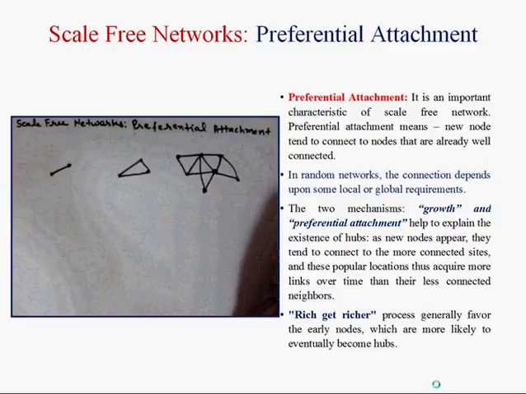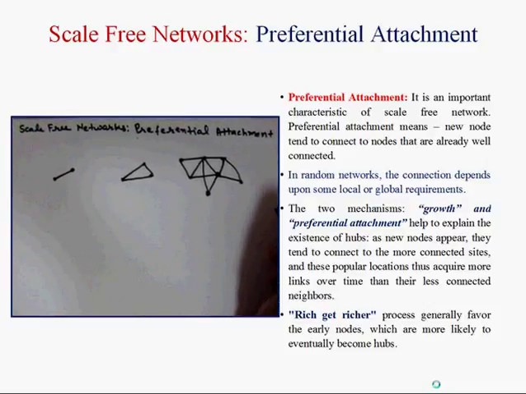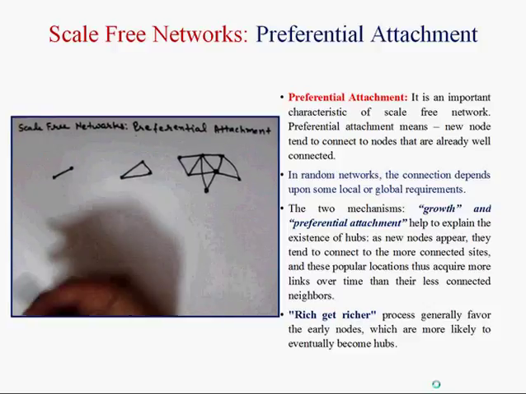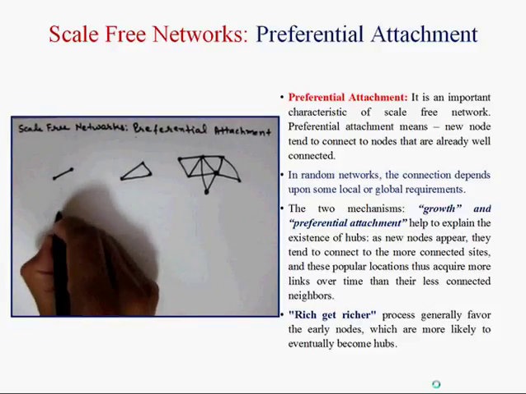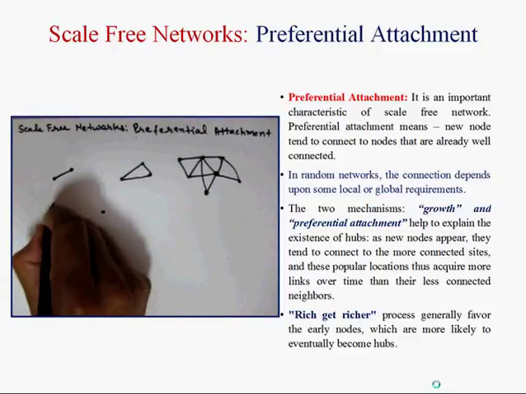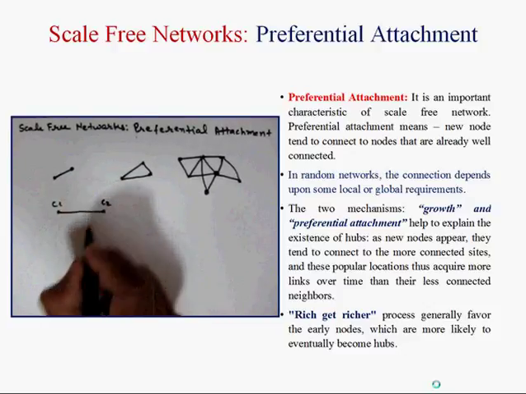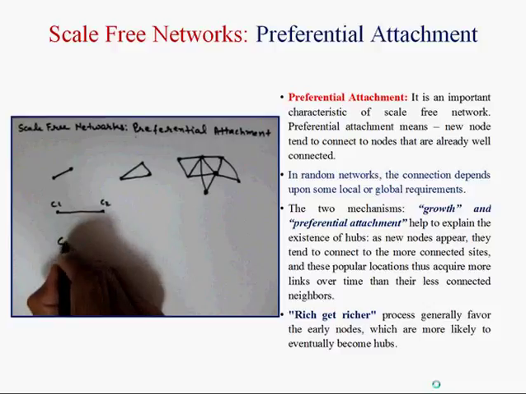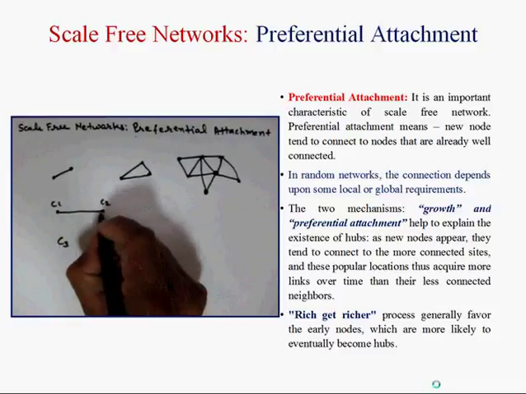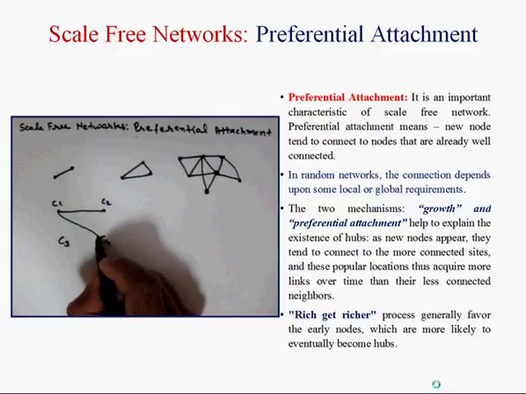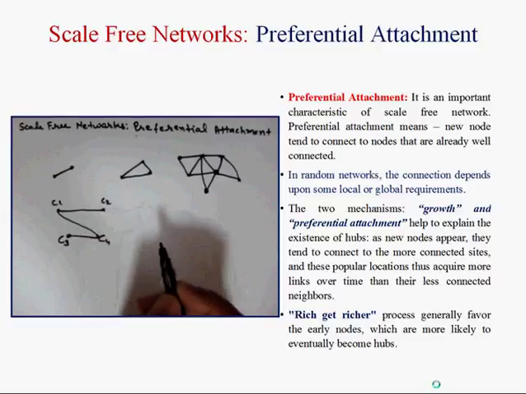In a random network, the connection depends upon the random or local or global requirements. Suppose we have two cities like C1 and C2, and we have to add two more cities like C3, C4. Then there may be a network like this. It depends upon the local demand.